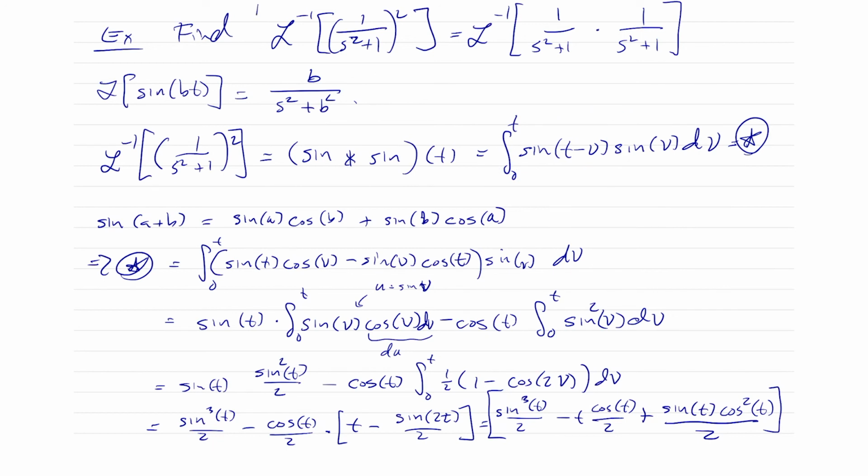The idea was that we want to find the inverse Laplace transform of 1 over s squared plus 1 squared. We know the Laplace transform of just one of the individual factors comes from sine, right? The Laplace transform of sine of t gives you 1 over s squared plus 1. Then if we take the square, the inverse means that we're going to convolve sine with itself, and that has a nice simple expression here.